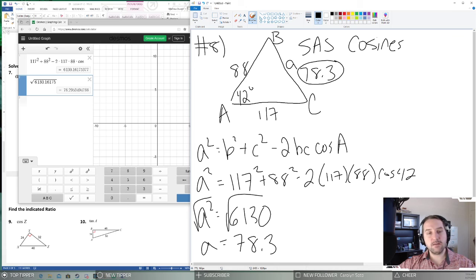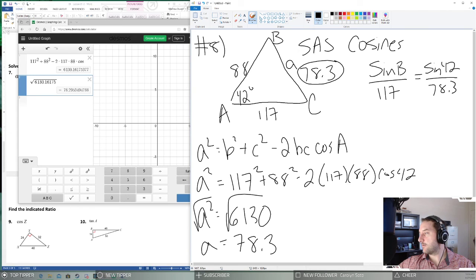Now to find b and c, we can use the law of sines or cosines for that. So we can do sine b over b equals sine a over a. Now just get b by itself. So multiply by 117. And then sine inverse of both sides. So b would equal the sine inverse of that.